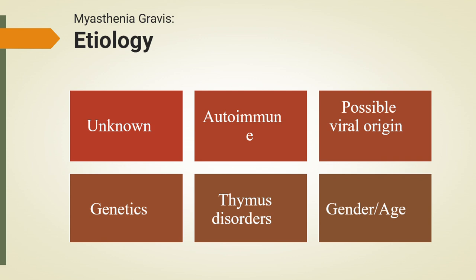The disorder occurs in all ethnicities and both genders, but onset patterns differ. Women are more commonly affected at younger ages, typically between 20 and 30, while men tend to develop myasthenia gravis later in life, often after age 60. Hormonal differences may help explain these age and gender-related patterns.